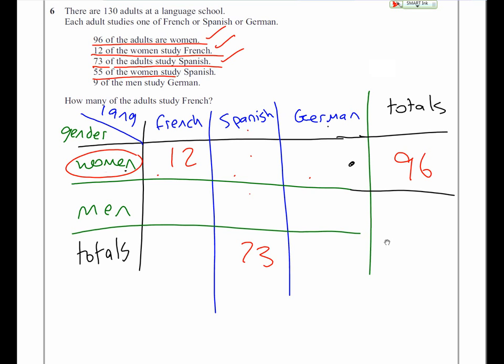55% of the women study Spanish. Not percent, 55. 9 of the men study German. So that's all the info that we are given. Let's find out what it wants. How many adults study French?